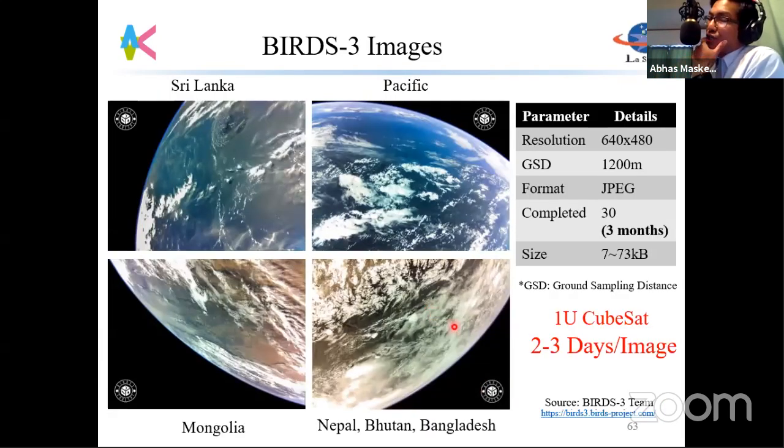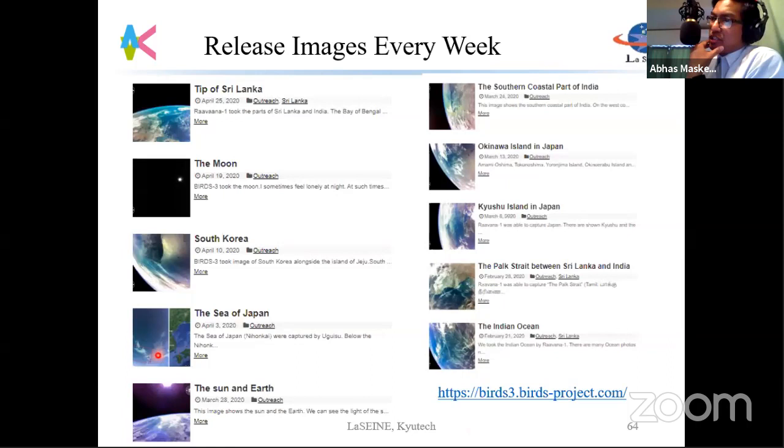In the first 90 days of operation, which is 3 months, we were able to collect 30 images. So at that rate, we are collecting an image every 2 to 3 days. We have been able to take Sri Lanka, Mongolia, Nepal, Bhutan, Bangladesh, and all these images. Even South Korea recently. We have taken Japan, Kyushu, which is the place that I'm living in right now, and we release these images every week.